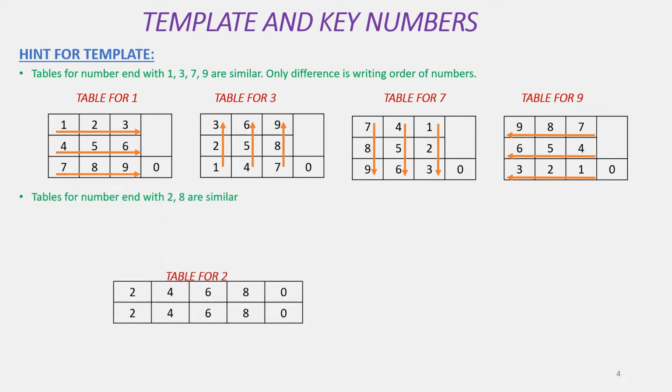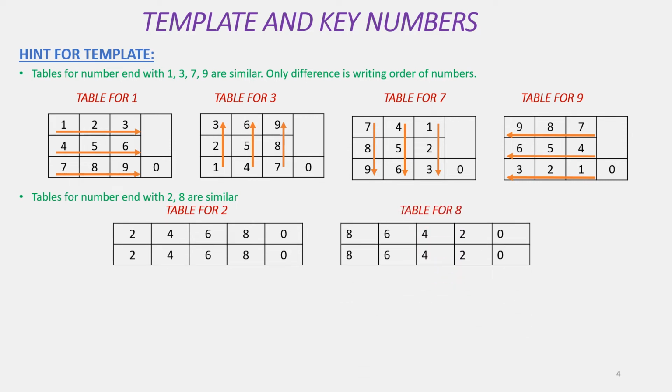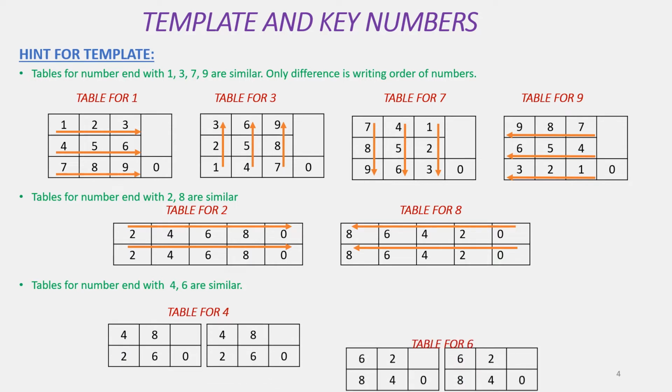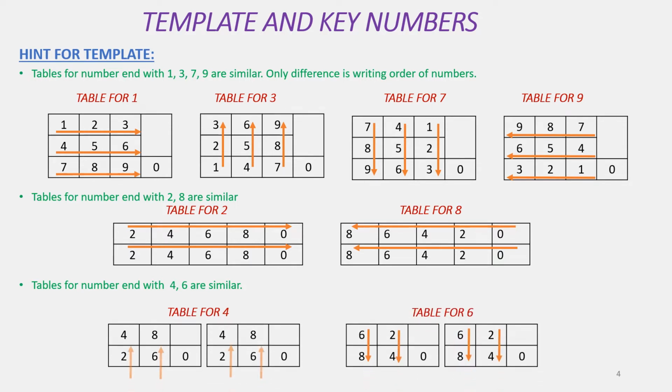Similarly, the tables for 2 and 8 are similar. Only the order of writing the numbers 2, 4, 6, 8, 0 is different. Tables for n with 4 and 6 are similar. The only difference is the order of writing the numbers 2, 4, 6, 8.